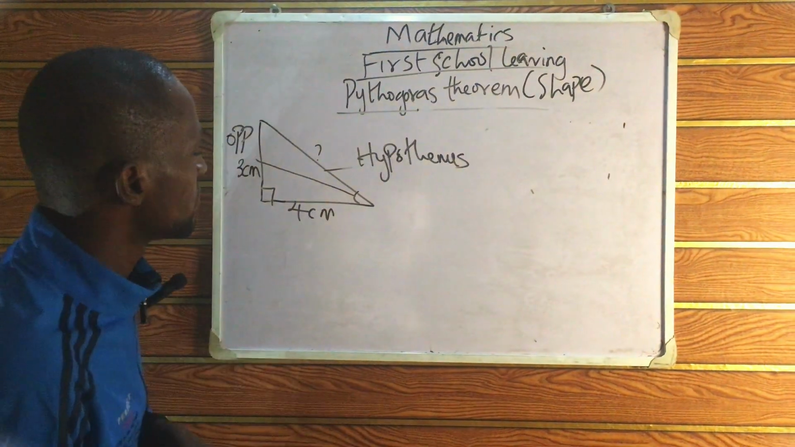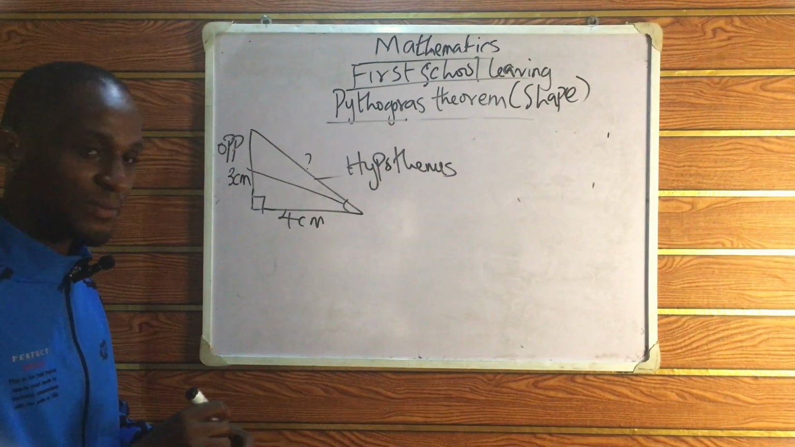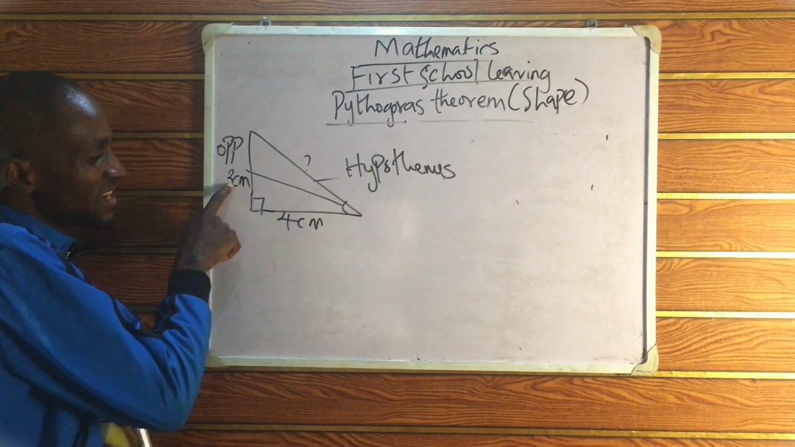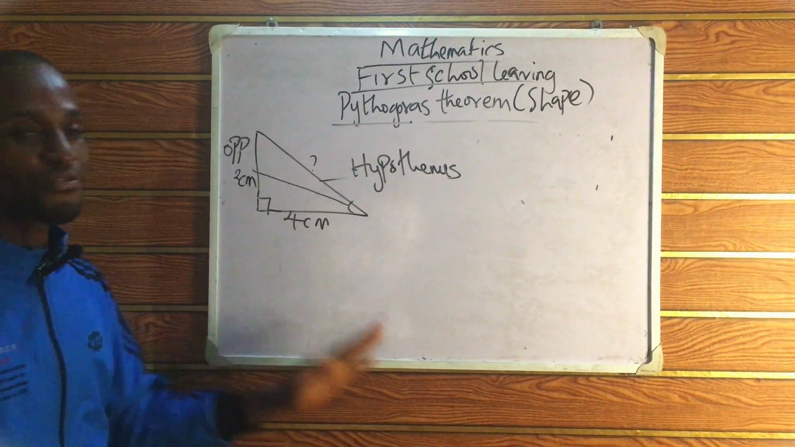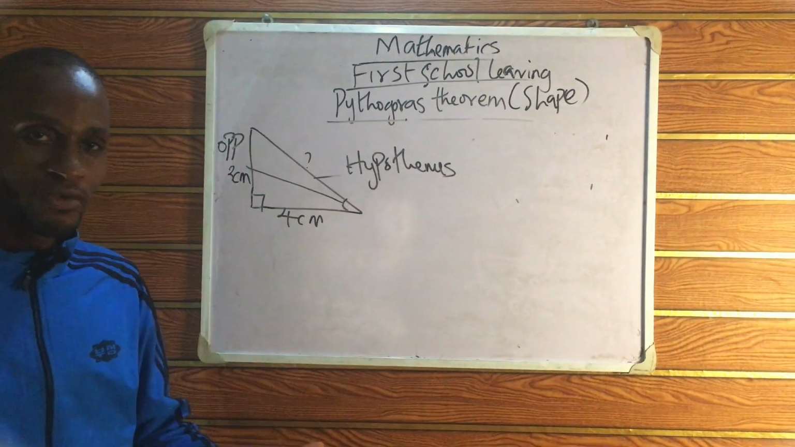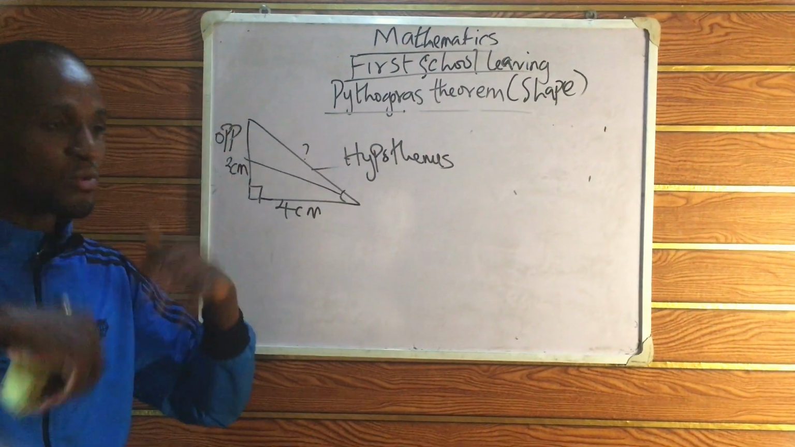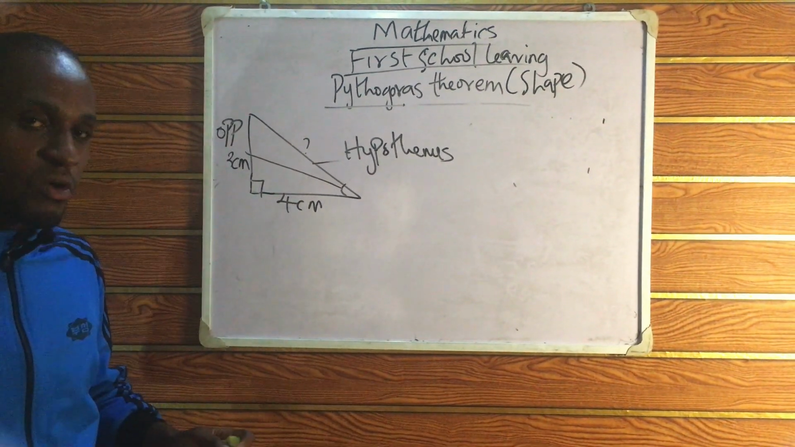So now here is the hypotenuse. The longest is the hypotenuse. Since the sides here are 3 and 4, it's supposed to be bigger than those. So if you have 2, you are wrong. If you have 1, you are wrong. It's supposed to be 5, 6, or 7, or even 10. It's supposed to be bigger than this. That's why it's called the longest.